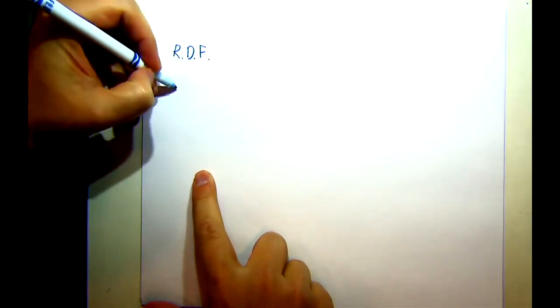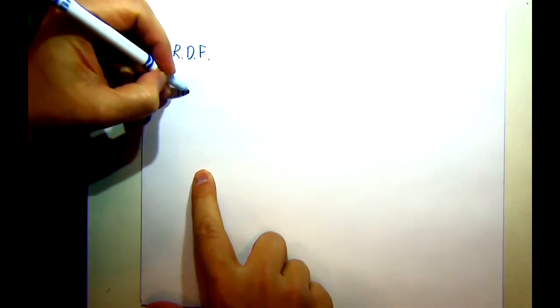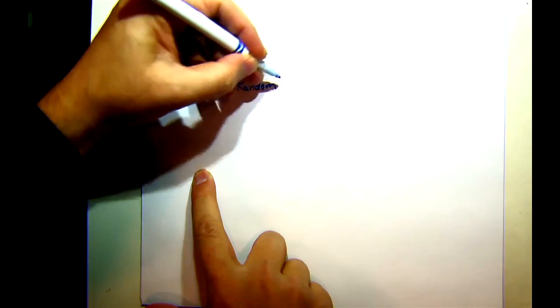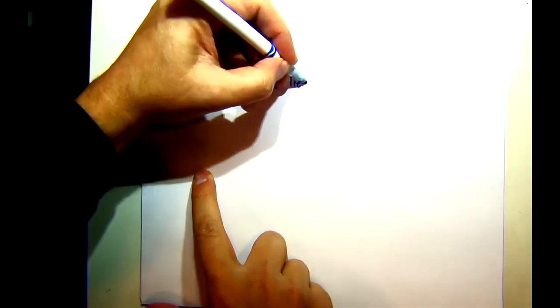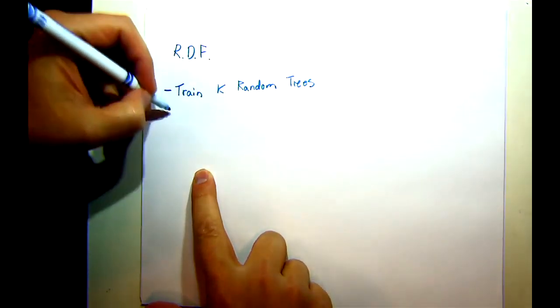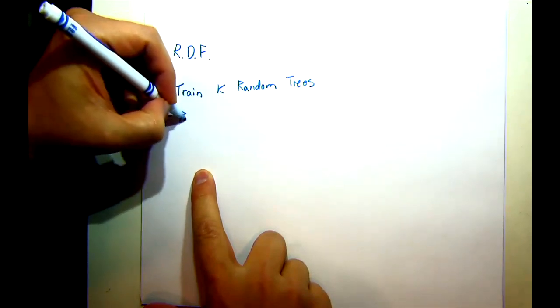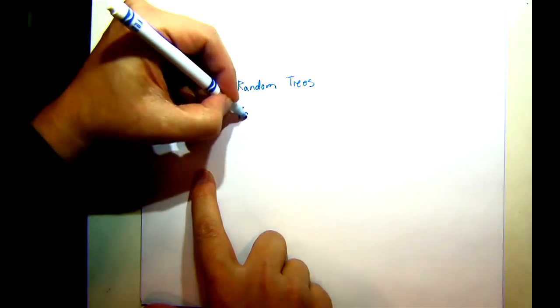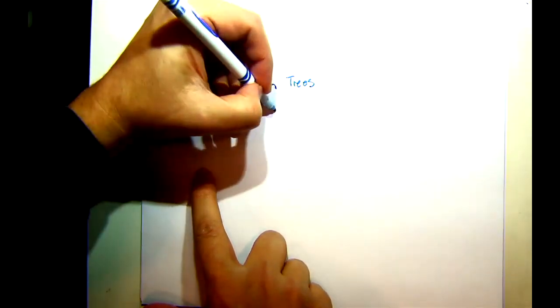And then what you do is train k random trees. And then to predict, we just vote with the k trees.